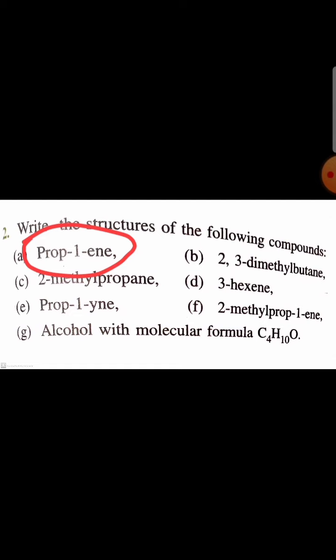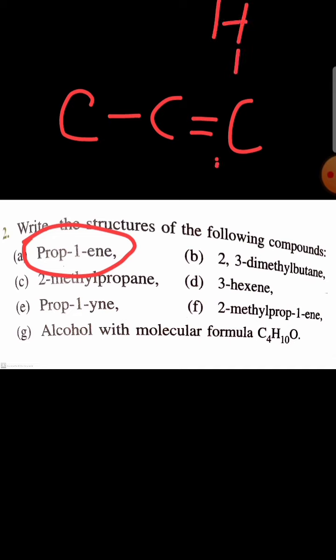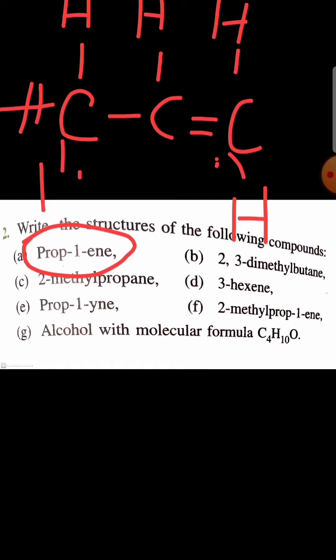The first one is prop-1-ene. The root word is prop, write 3 carbon atoms, and 1-ene at the first carbon atom. Ene means double bond, then we are going to add the hydrogen according to tetravalency. This is the first carbon atom, so to this carbon atom we are going to add 2 more hydrogen atoms to satisfy tetravalency. The second carbon atom has 3 bonds, so we add 1 hydrogen, and to the last carbon atom we add 3 hydrogen atoms. This is prop-1-ene.